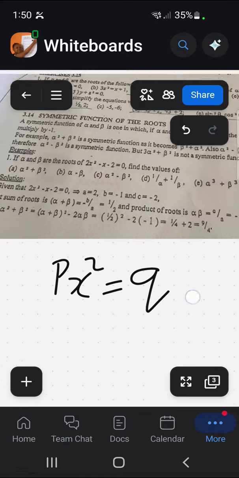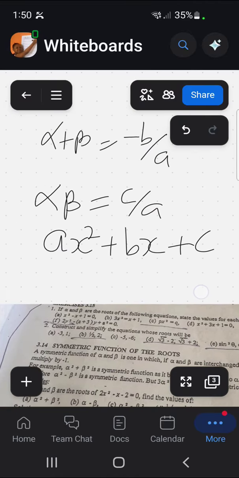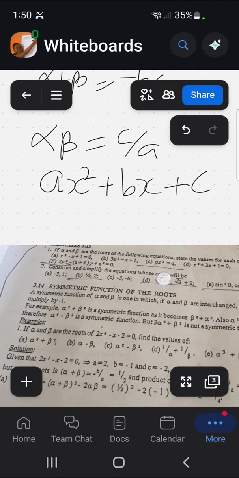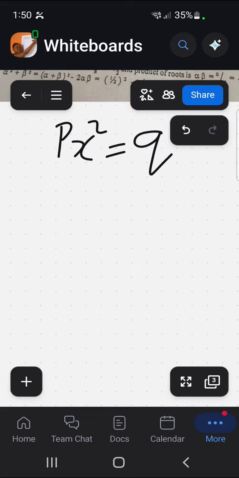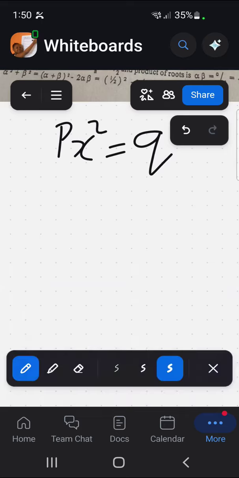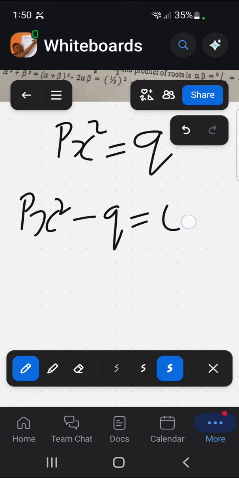Whenever you see x squared, you know it's a quadratic equation, but we need to put it in this form: ax squared plus bx plus c. Very important before we can solve for the sum of roots and product of roots. Now, to put it in that format, we would have px squared. We'll take q to the other side of the equation. It becomes minus q and equals 0.